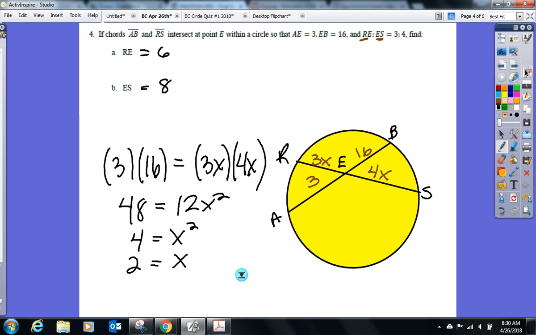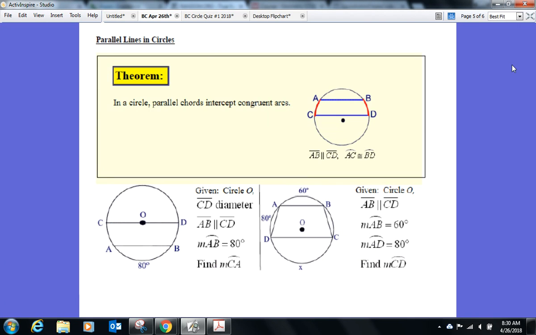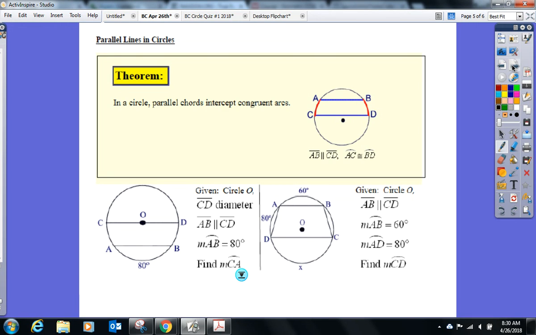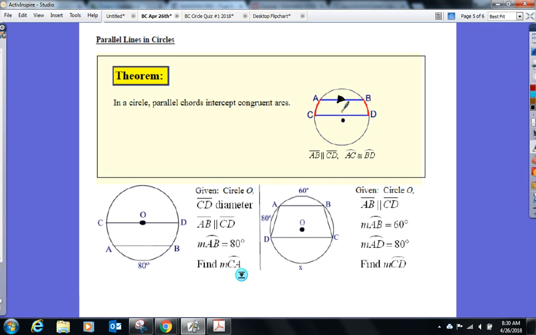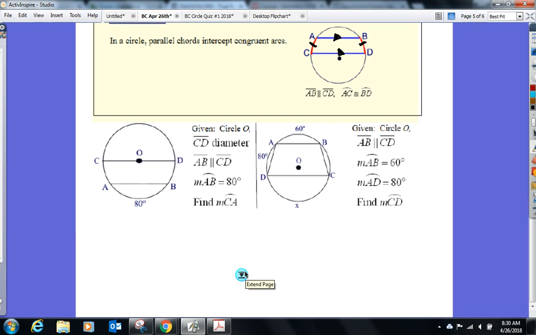Okay, I'm going right to the bell here. Questions about that one? All right, last little theorem here. Since we're talking about chords today, if the chords are parallel, the arcs in between are congruent. All right, so if the chords are parallel, the arcs in between are congruent. So let's see if we can at least fit one example in here. I think we can.